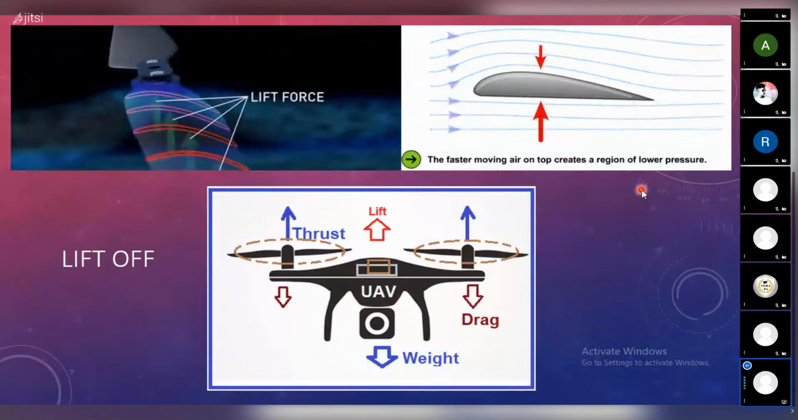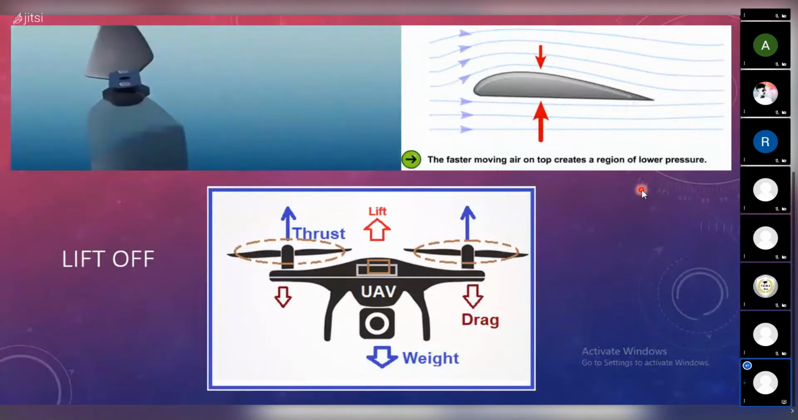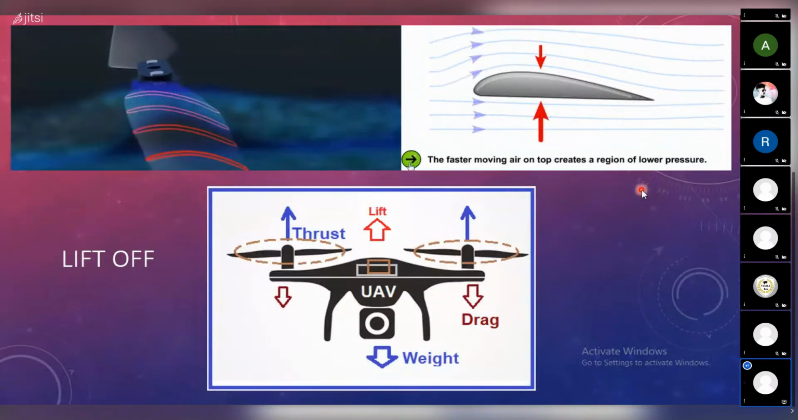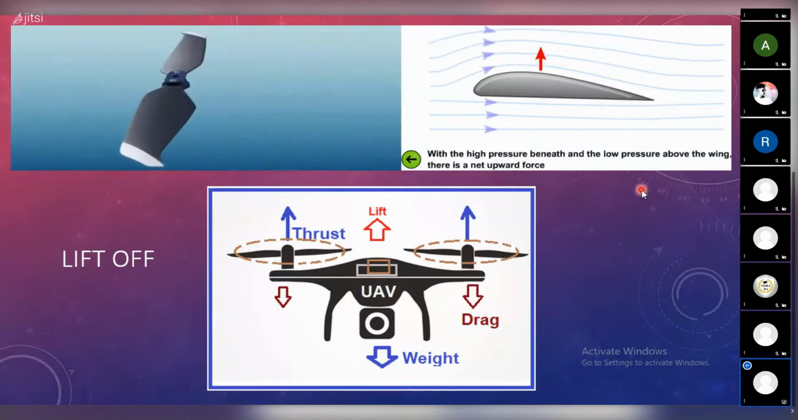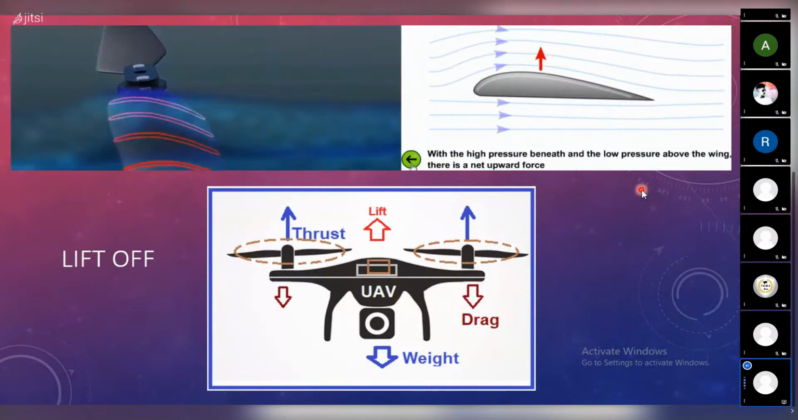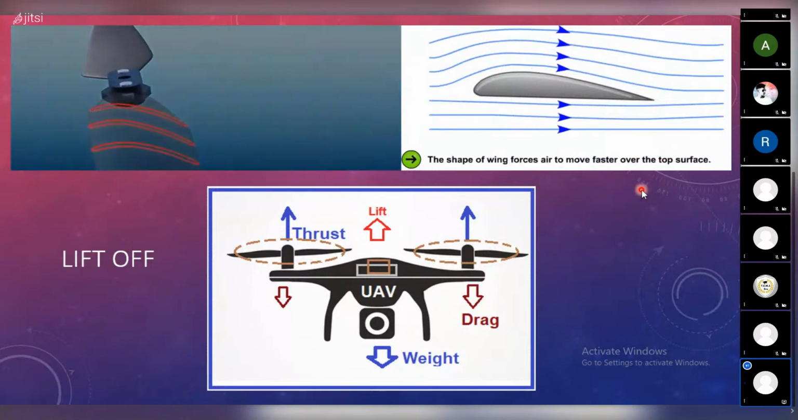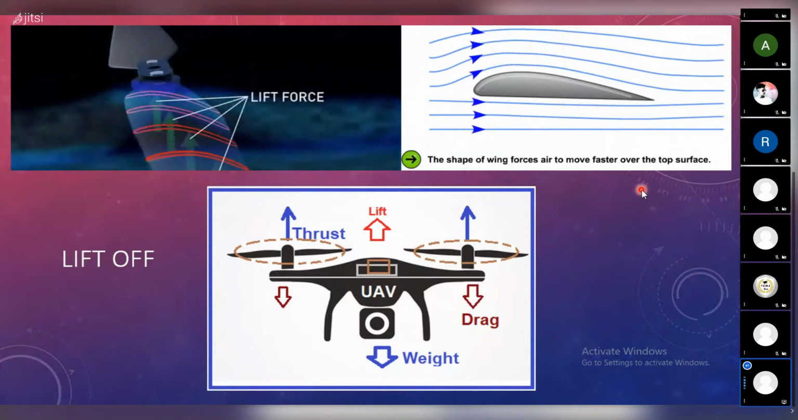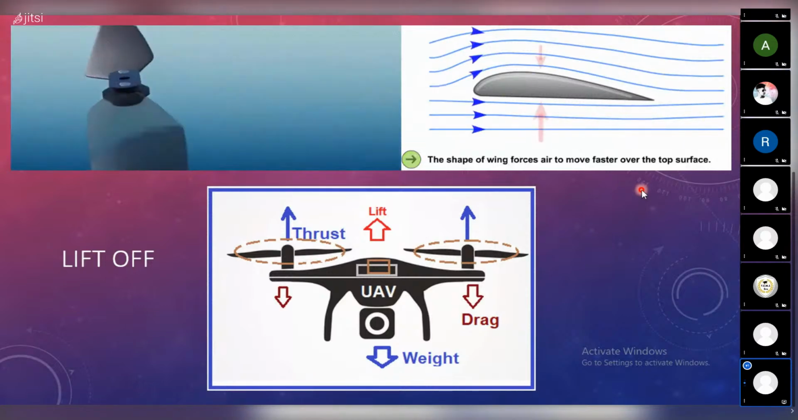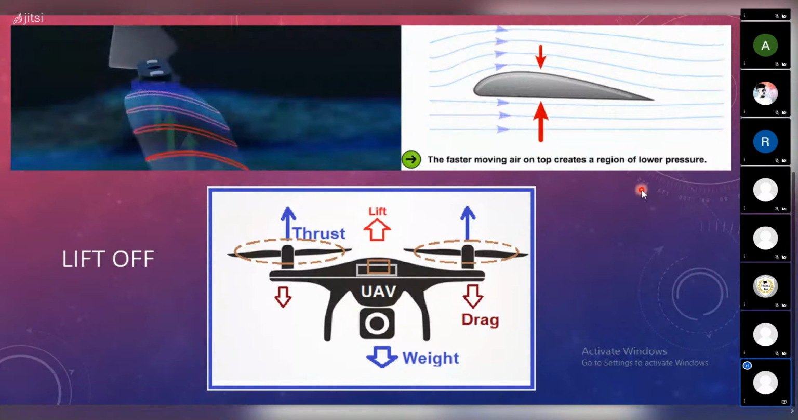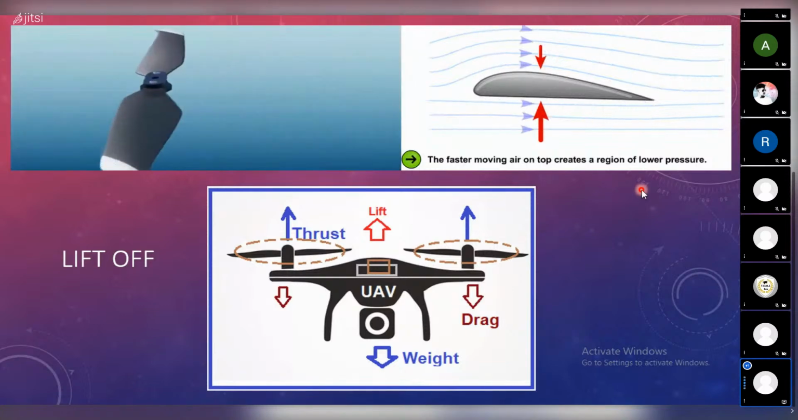So the faster the speed we achieve, the more lift we'll gain. Now the fundamental thing is, it's not just that you achieve some pressure difference and you are good to go, and your aircraft will just lift off from there. The most important part is the weight of the drone.